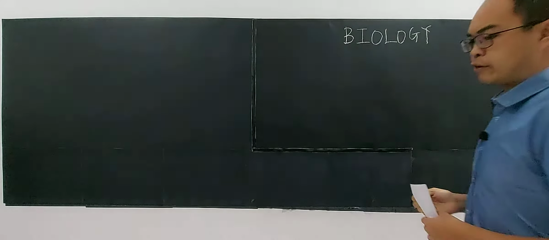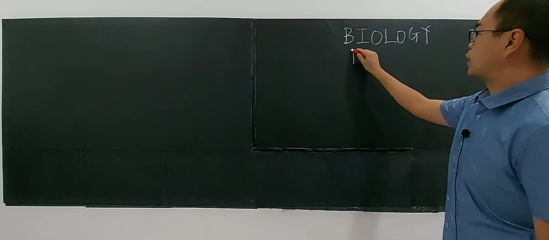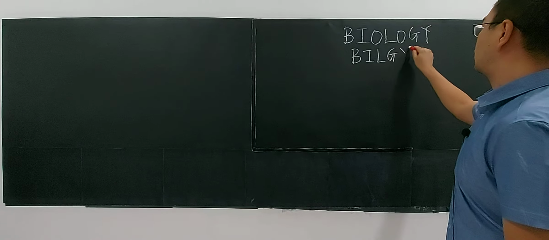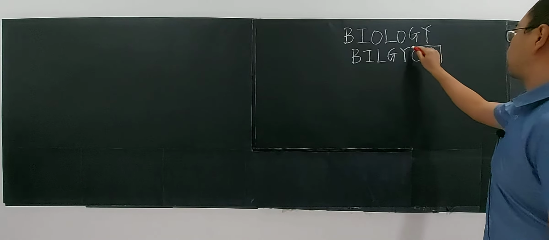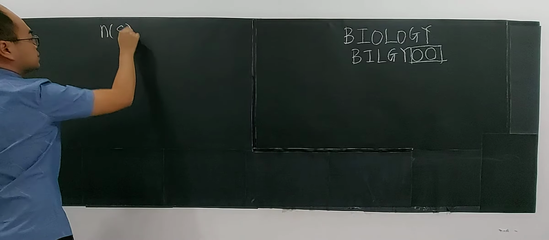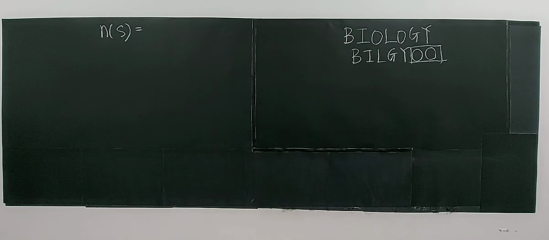Biology. You have to be careful that one of the letters is repeated, which is O, right? So I write out all the distinct letters first. B-I-L-G-Y are all different letters, right? Only the O happens to be double. So we have to consider the total possibility space. Be careful, right?